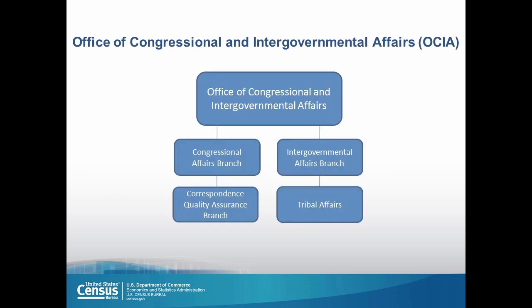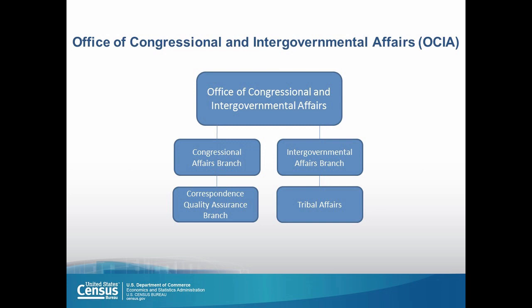How is the Office of Congressional and Intergovernmental Affairs Division divided? The flowchart on this presentation shows the basic composition of OCIA and its management. OCIA is divided into 2 branches, the Congressional Affairs Office and the Intergovernmental Affairs Office. The Office of Congressional Affairs also oversees the Correspondence Quality Assurance staff, which is responsible for addressing concerns in executive correspondence.